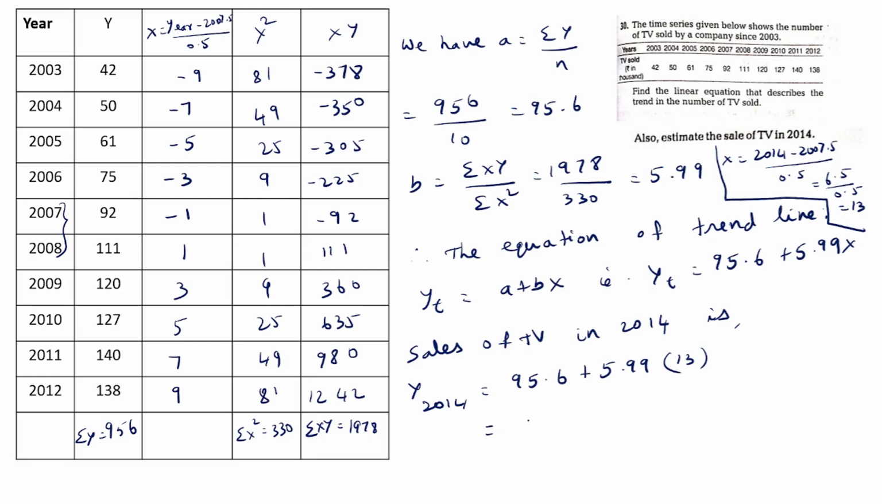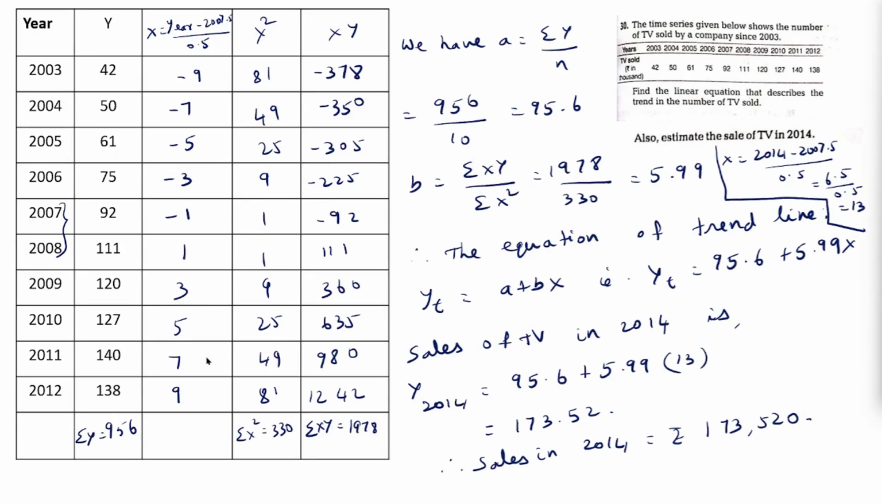So when we simplify, we get approximately 173.52. Therefore, sales in 2014 is equal to rupees 1,73,520. So this is the sales. Here it is given in rupees 1000. So this is the total sales in 2014.